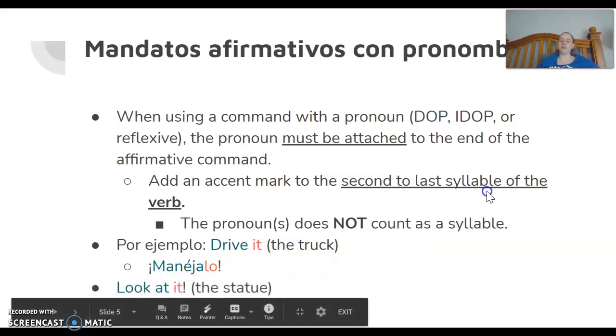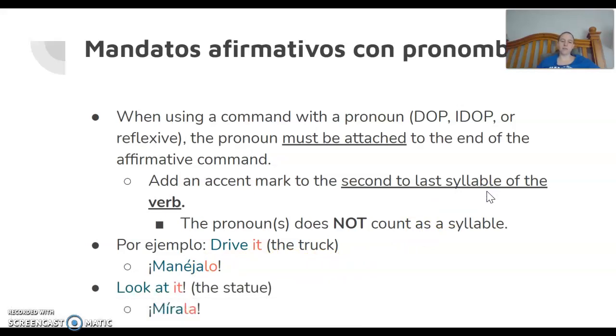Okay, look at it, the statue, mírala. So accent on the i. If mira is my verb, the a is the last syllable, the i is the second to last syllable, mírala. Or you might hear me say, mírenme, look at me. And that's just an ustedes command, but I still have to attach it no matter what kind. If it's a tú command or an usted, él, ella command, or an ustedes command, it's still attached to the end.